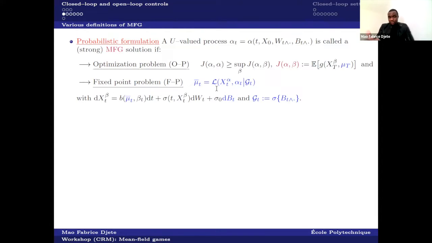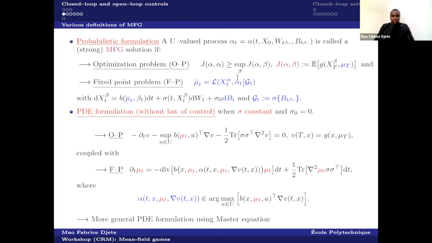And importantly, the equilibrium distribution mu here is adapted to the common noise. As we are going to see, there is some situation where we need to extend the filtration of the common noise to be able to deal with all the possible limits of Nash equilibria.